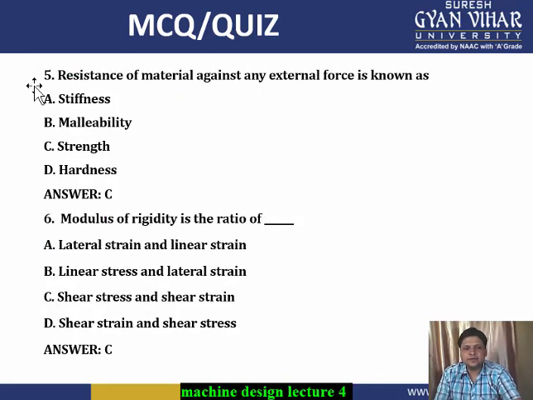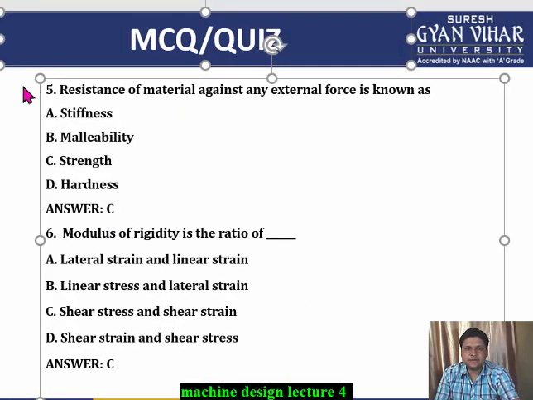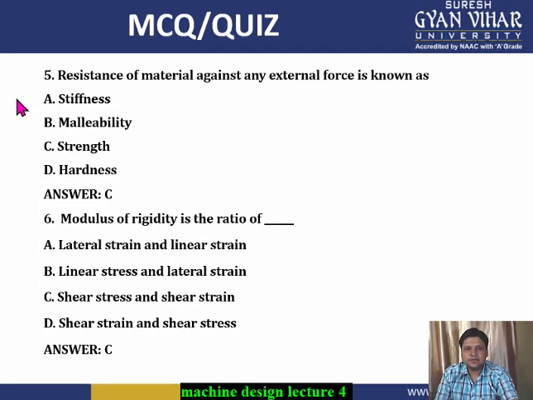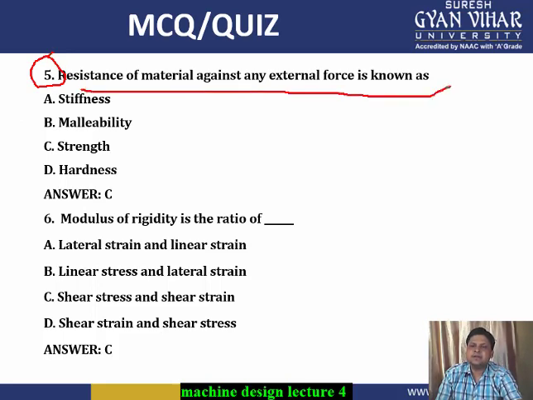Then comes the other one, the fifth MCQ. Resistance of a material against external force is known as, what is the name of the property? This property is strength. Strength is basically resistance of a material against any external force. So C is the correct answer.